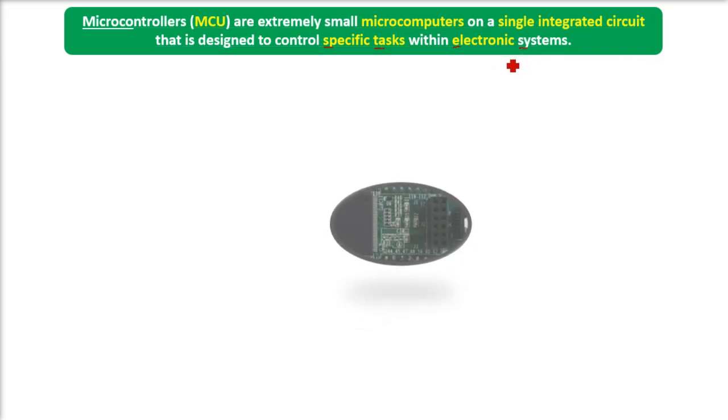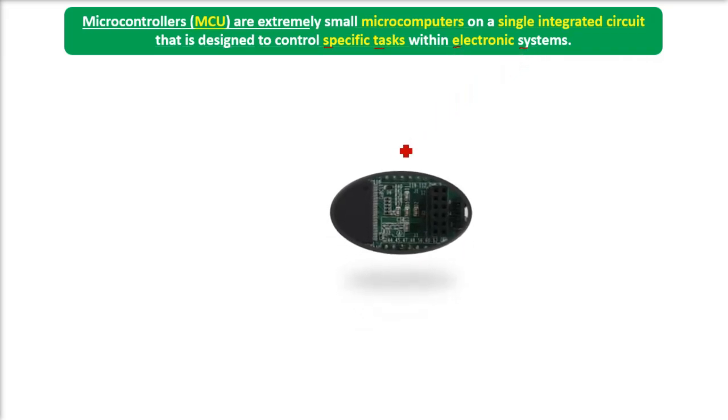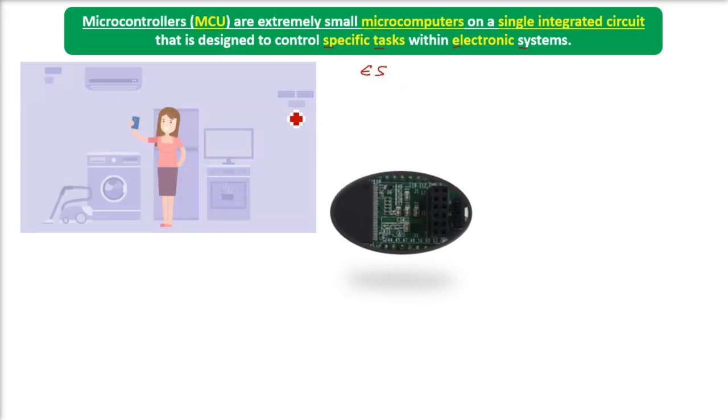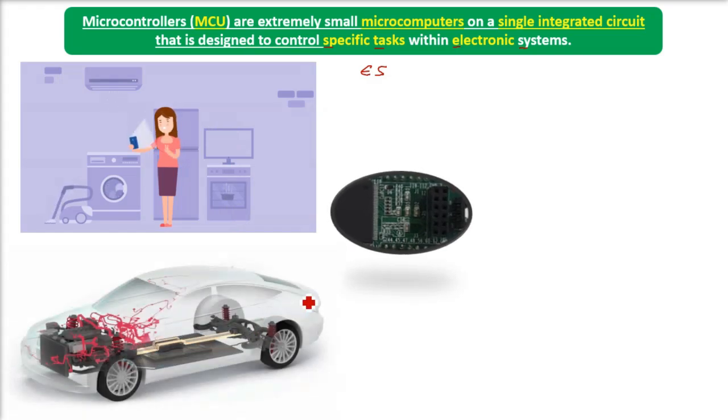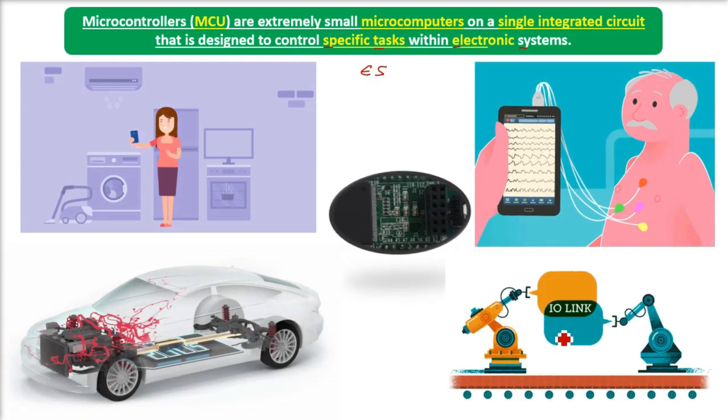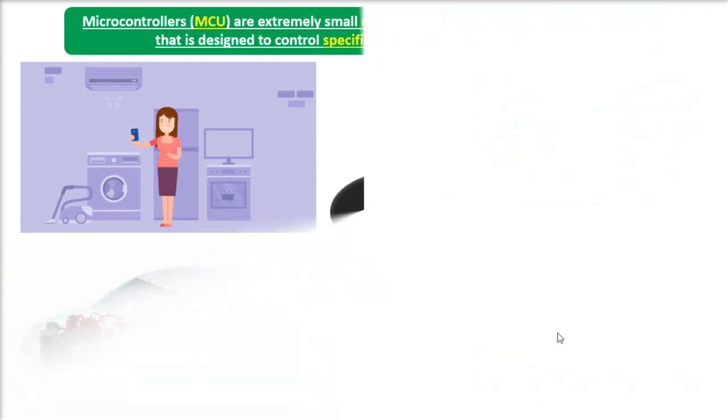A microcontroller (MCU) is an extremely small microcomputer on a single integrated circuit that is designed to control specific tasks within electronic systems. Microcontrollers are widely used in embedded systems such as home appliances, automotive systems, medical devices, and industrial control systems. So what is inside a microcontroller?